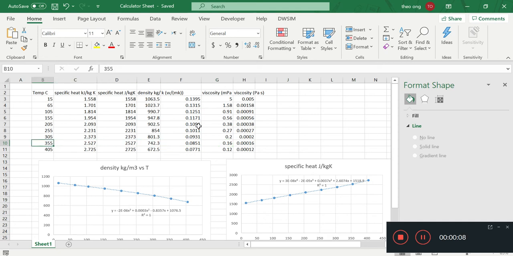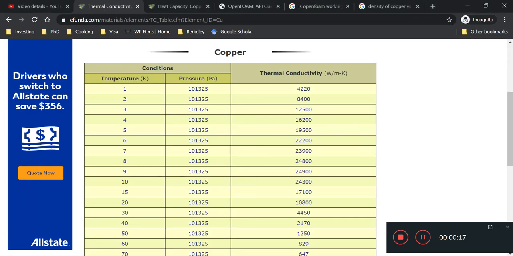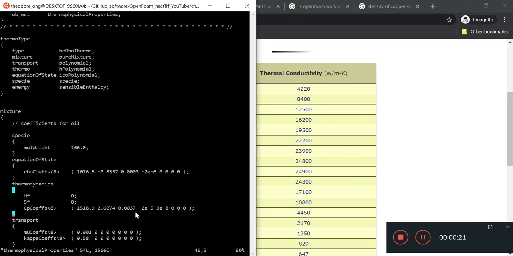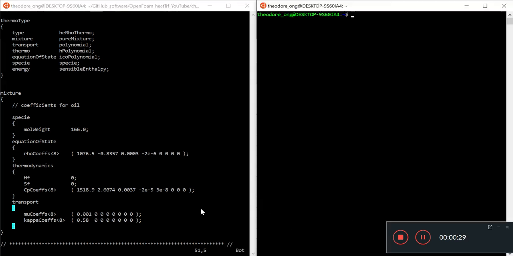Now, in the last video, we were talking about getting a correlation between some thermophysical properties and temperature. Though I think I made one mistake. If you notice, OpenFOAM usually likes to use degrees Kelvin as the main unit of measurement for temperature, but all these correlations are in degrees Celsius, as you can see here. So there is some adjustment we need to make.